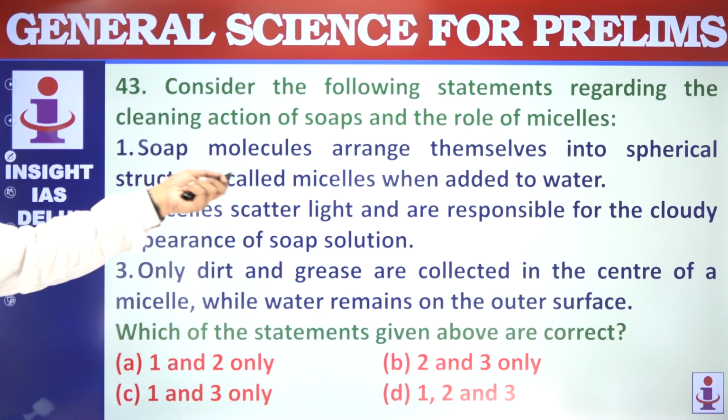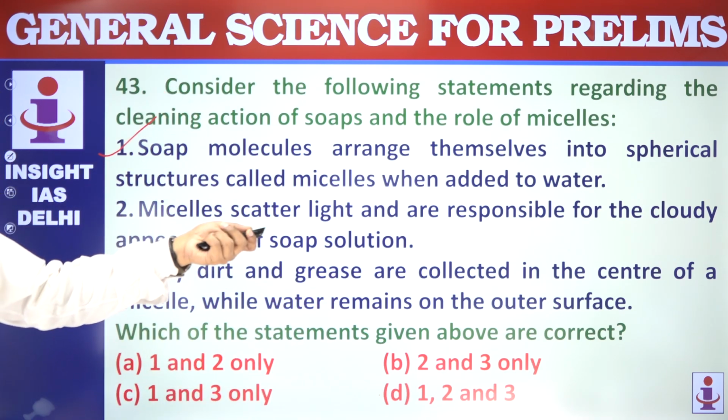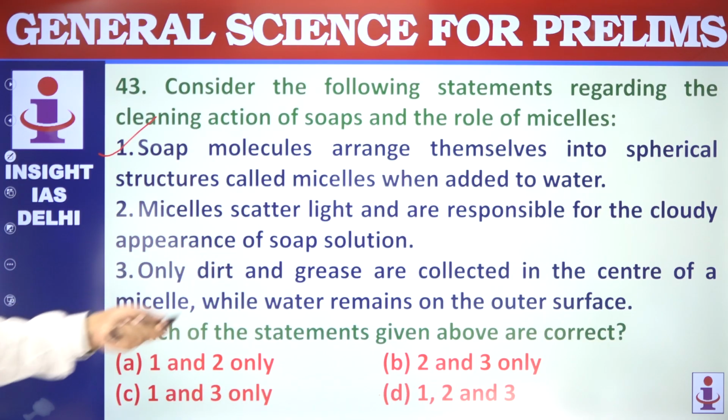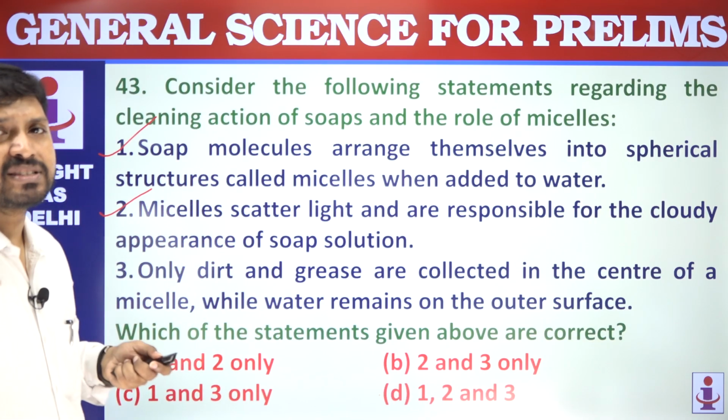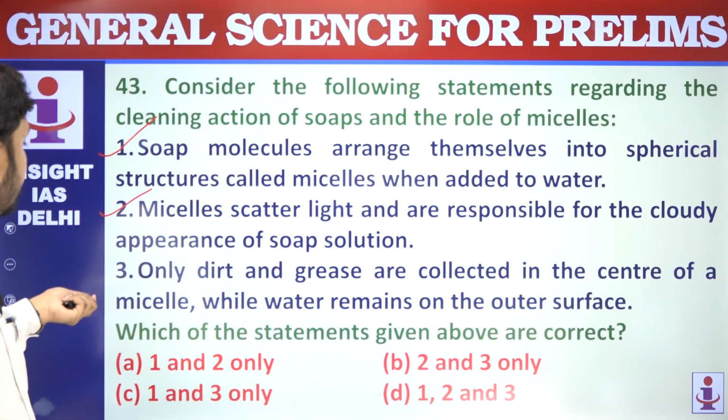Soap molecules arrange themselves into a spherical structure called micelles when added to the water. Micelles scatter light and are responsible for the cloudy appearance of the soap solution, because these are colloidal structures, very minute, right? When light falls, they will scatter. Okay, so this is also right.